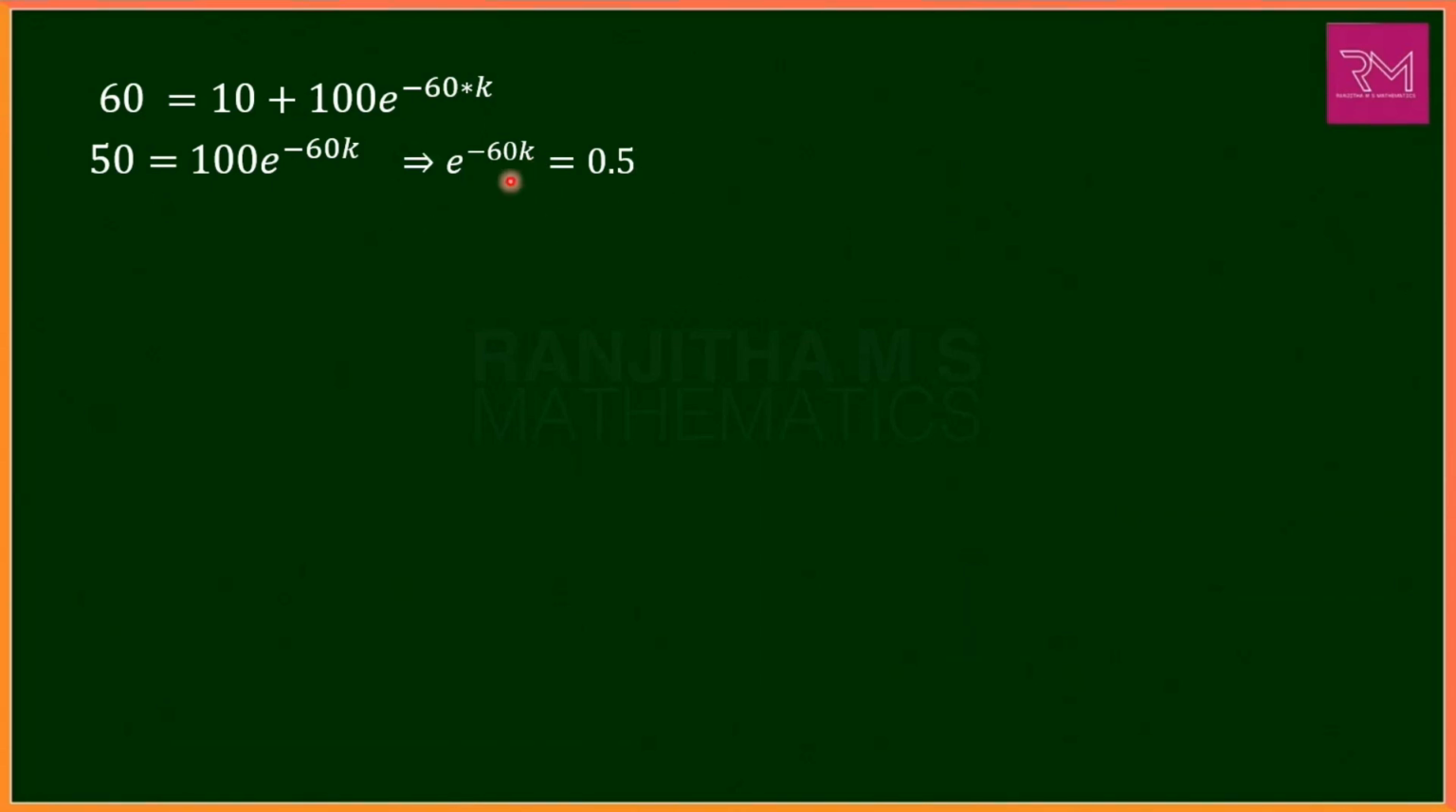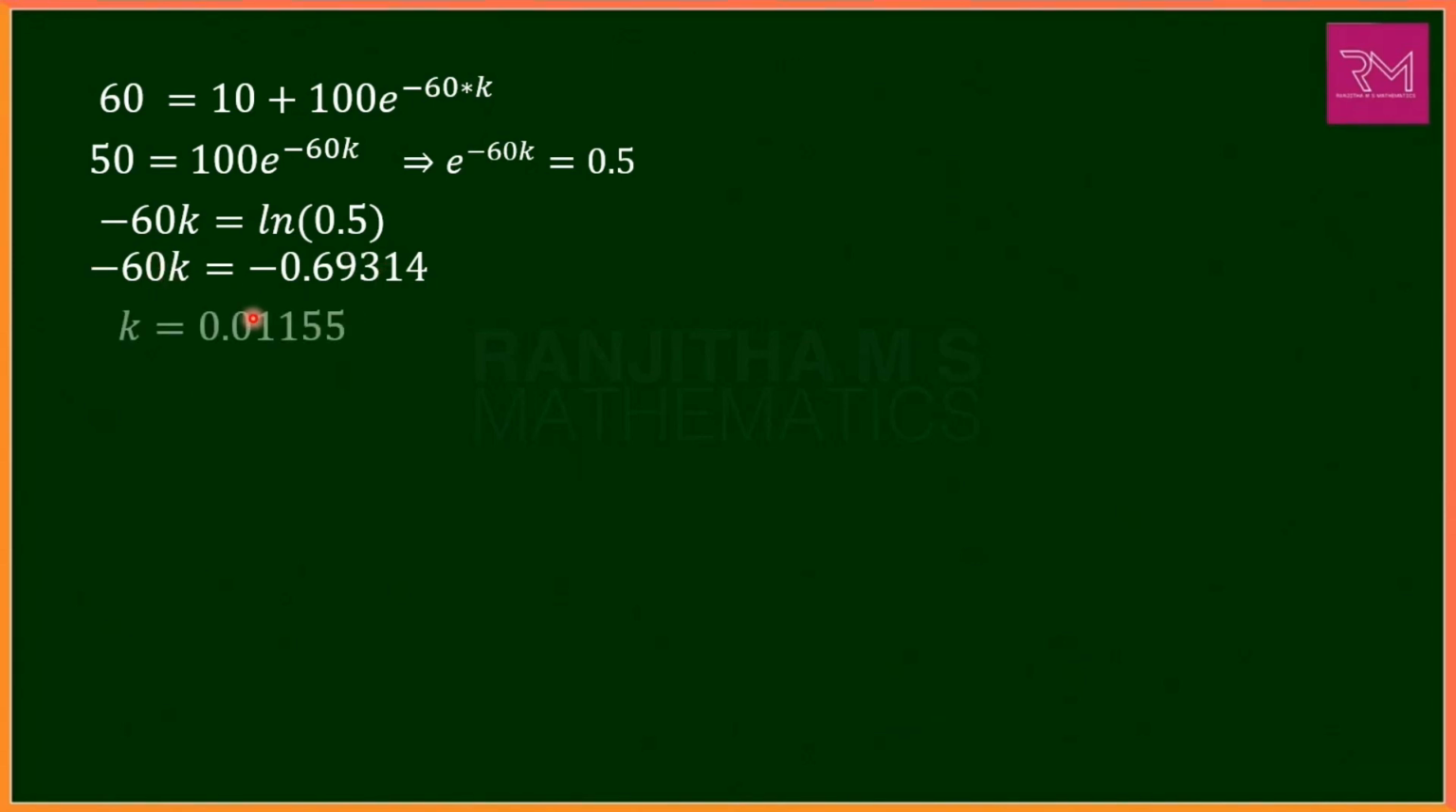Taking log on both sides and applying the logarithmic formula, we get minus 60k equal to ln of 0.5. We know that ln of 0.5 value is minus 0.69314. That is, minus 60k equal to minus 0.69314. Take this minus 60 to the right hand side, we get a value of k as 0.01155. Minus 60 goes to the denominator. This value becomes k equal to 0.01155. This is our k value.